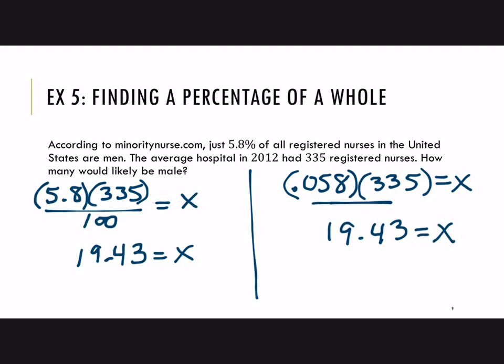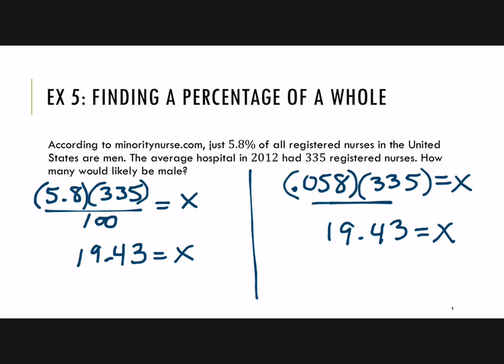Alright, so notice that the difference in the proportion and the equation is just writing the 5.8 either as a percent or in decimal form. Those do get worked out when you get to this step, dividing by 100. There's that extra step in the proportion that you didn't have to do over here in the equation. It's already been done.